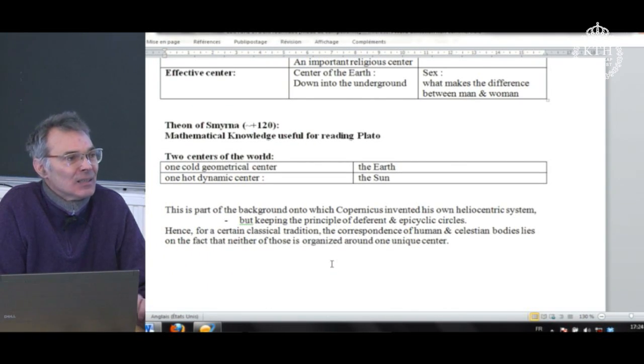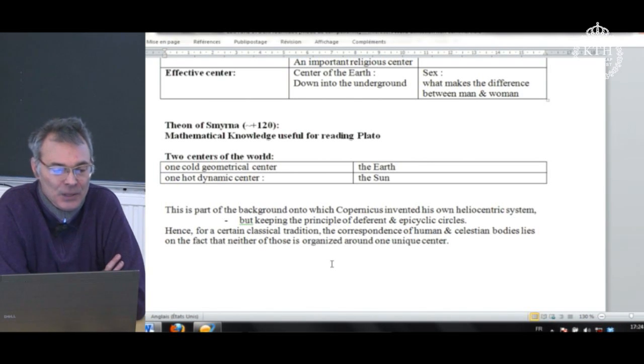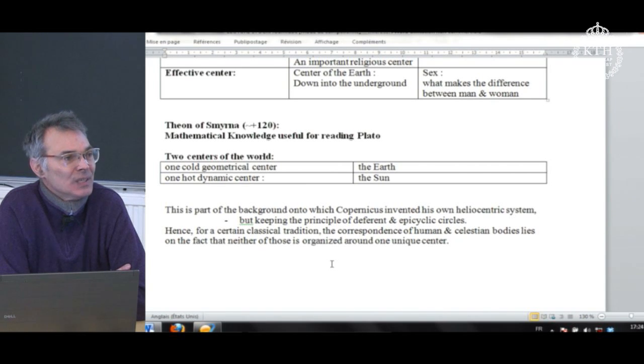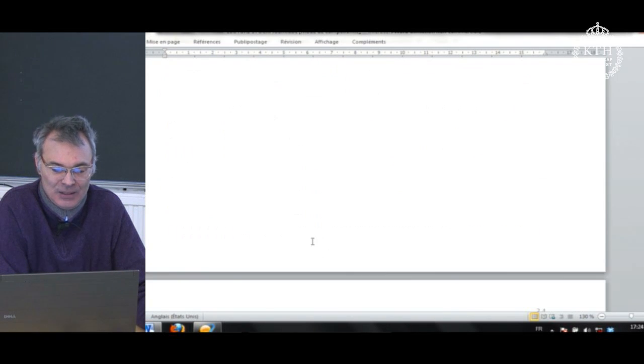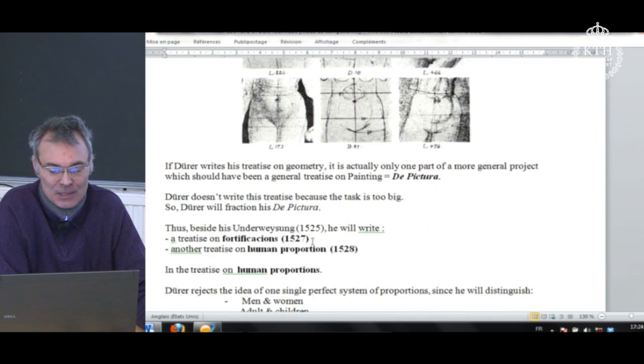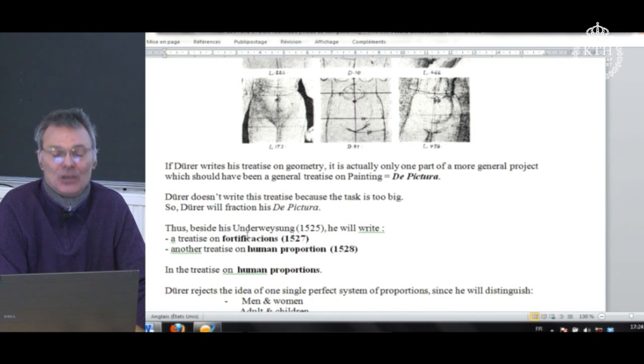A little bit later, Theon of Smyrna, in his very important treatise, Mathematical Knowledge Useful for Reading Plato, says that there are two centers in the world. There is one called the geometric center, the Earth, and a hot, dynamic center, which is the Sun. So this correspondence between the movement of the celestial bodies and of the human body does not necessarily lead to a thinking of harmony.